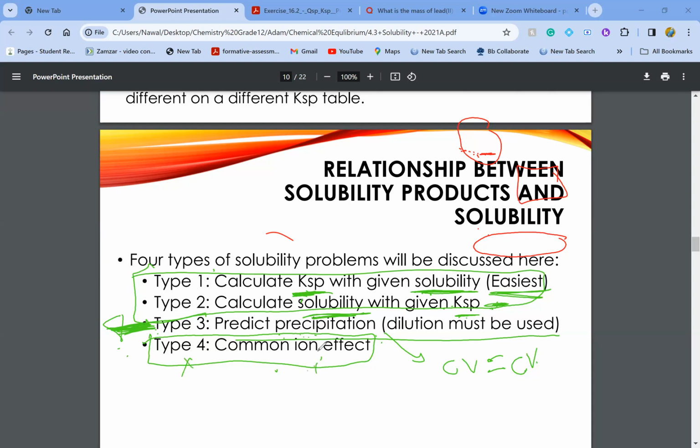And I will give you the trick to know when we have to use the common ion effect. The trick is that it is not in water, but dissolved in another solution. But during the practice, you will recognize it. Now, let's apply type 1 of the questions and type 2 of the questions. Type 3 is just grade 11, to be honest.